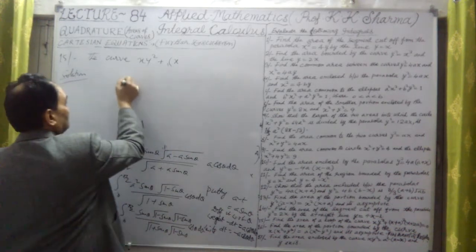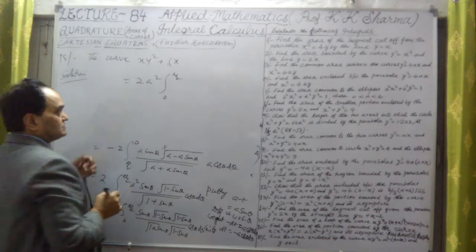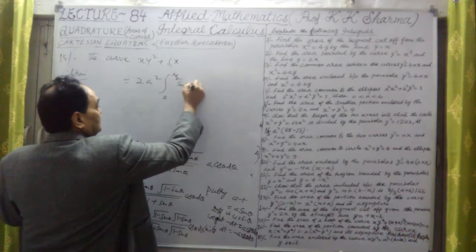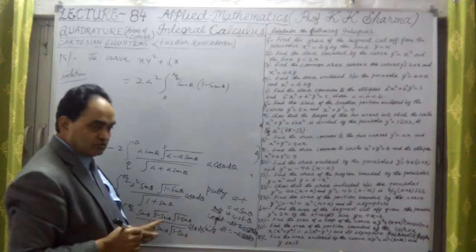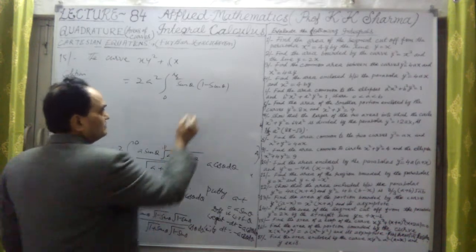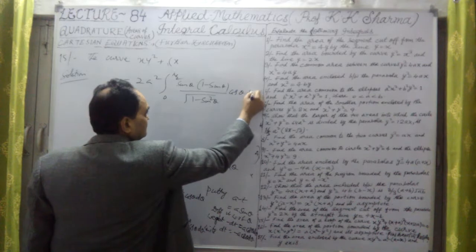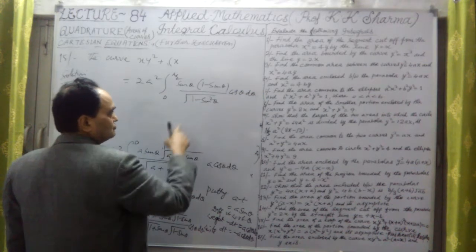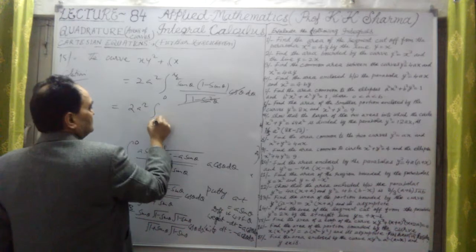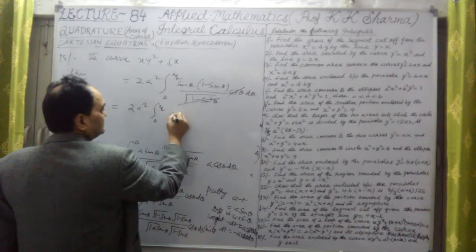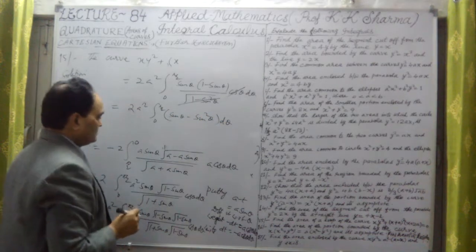So therefore this is twice a square, limits 0 to pi by 2, because the minus sign we have reversed the limits. So this is sine theta, then in the bracket it will be 1 minus sine theta by square root of 1 minus sine theta whole square, that means the square root is cancelled out. The denominator we are having under root 1 minus sine square theta, and this is cos theta d theta. This is cos square theta in the denominator under the square root. That cos theta and this cos theta cancel out. This is twice a square, 0 to pi by 2, sine theta minus sine square theta into d theta. This is the final value to integrate.